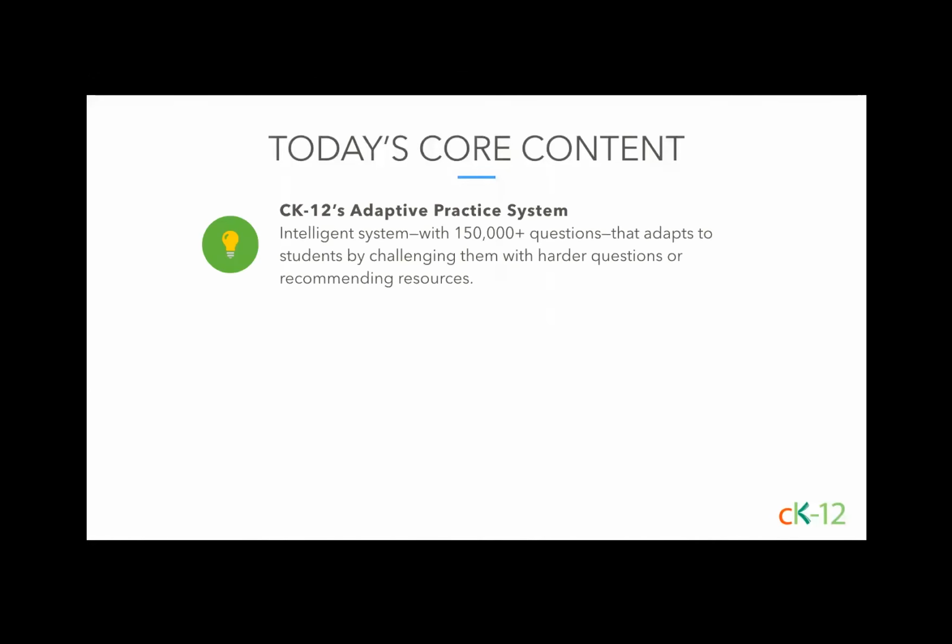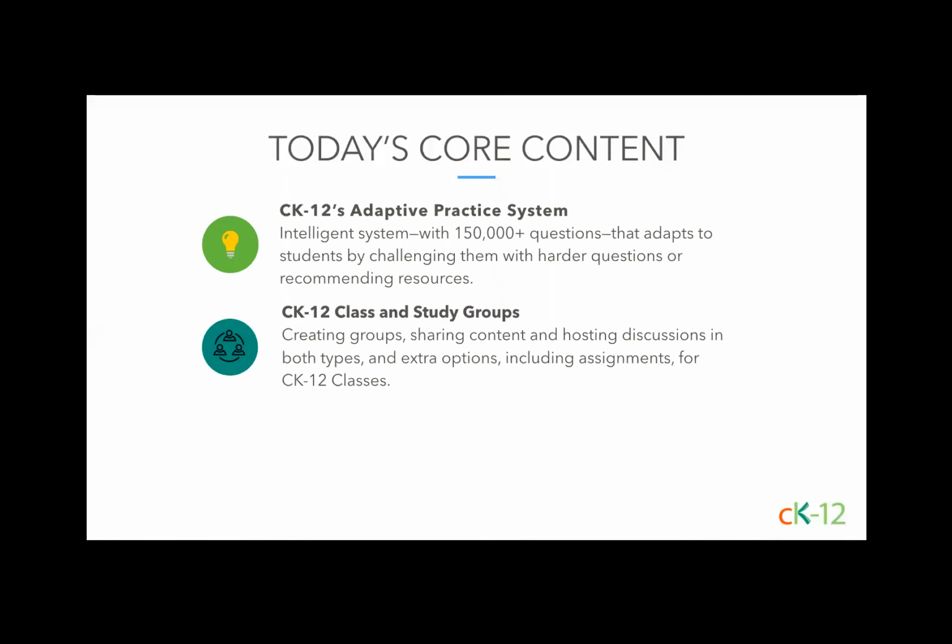I'm going to talk about 3 major things. We're going to first discuss the CK12 Adaptive Practice System, which is an intelligence system, meaning that it tracks the progress that a student makes through a given concept and encourages either more difficult or perhaps less challenging questions to make sure that they get a good picture of the overall concept. There are 150,000 questions in our system, so there's always a lot of variety for each individual concept that a student is studying.